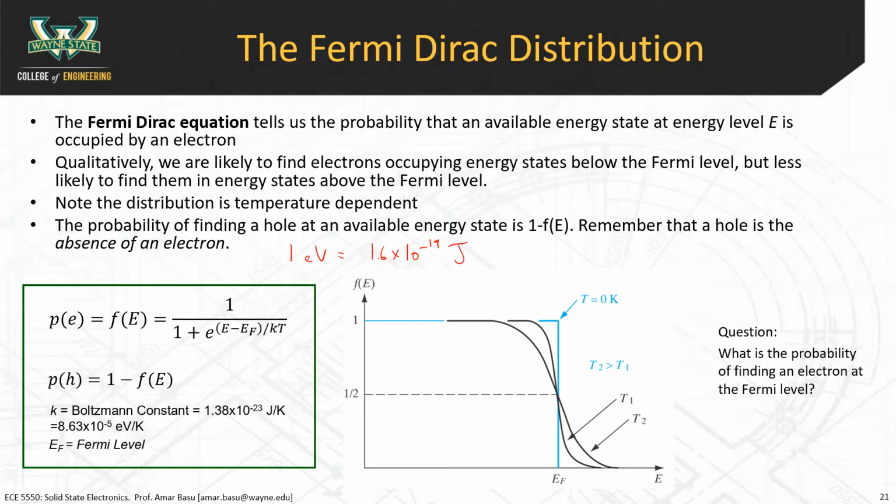All right? So this Boltzmann constant can be given in terms of joules per Kelvin, but you can also convert this joules into electron volts, and so you also have a version of the Boltzmann constant in electron volts per Kelvin: 8.63 times 10 to the negative 5 electron volts per Kelvin.